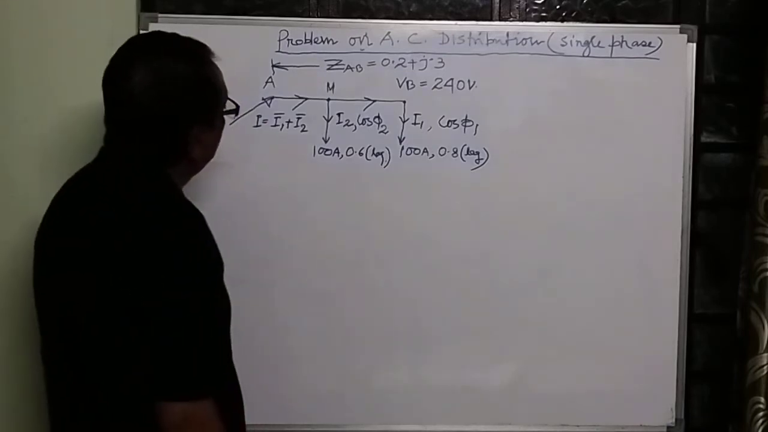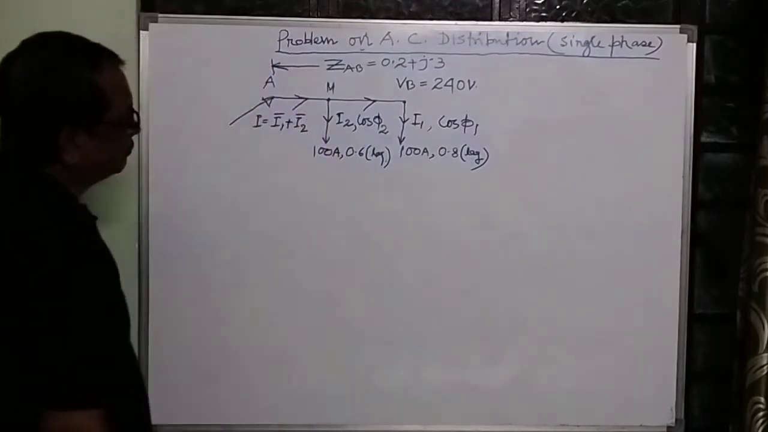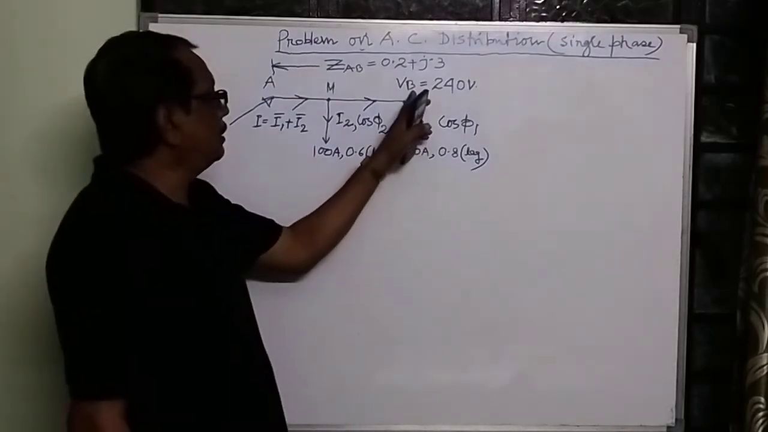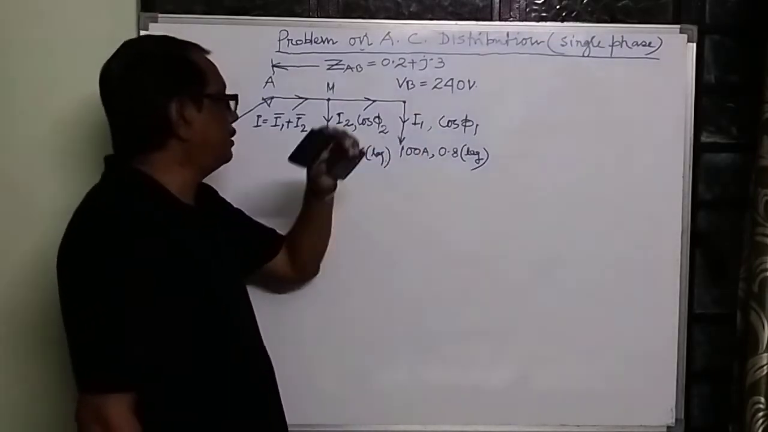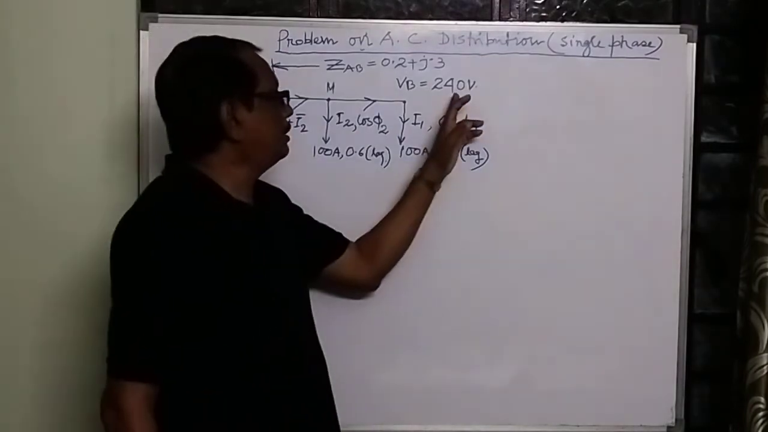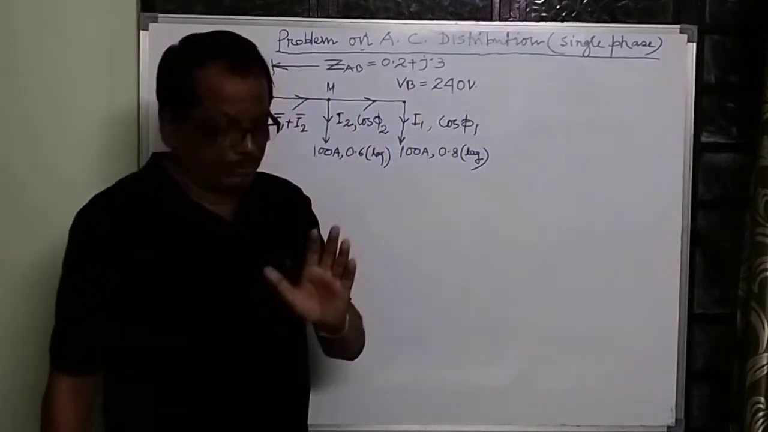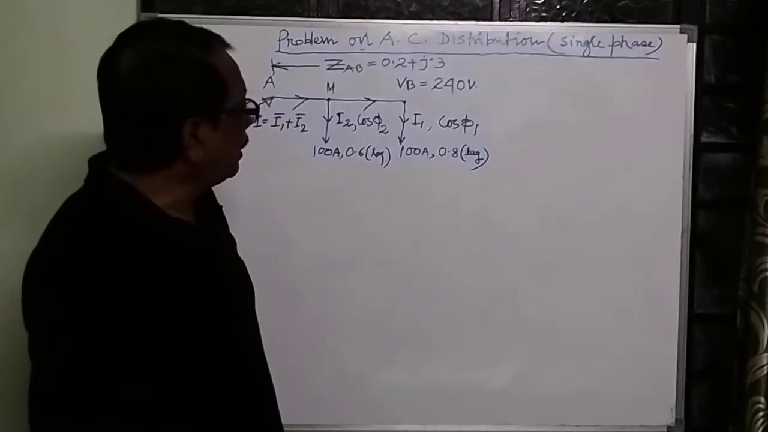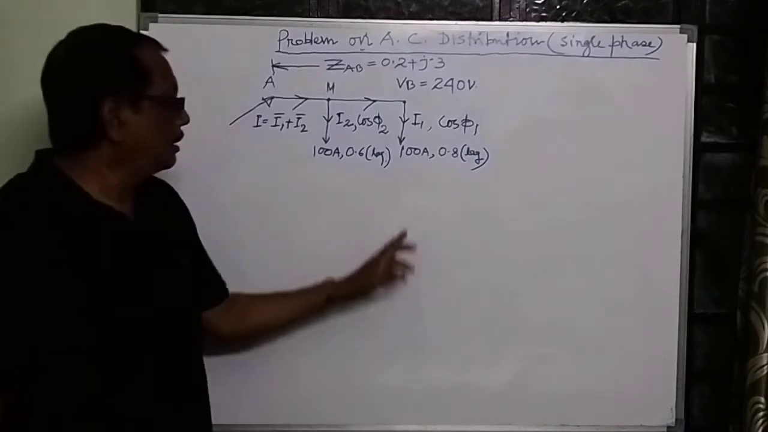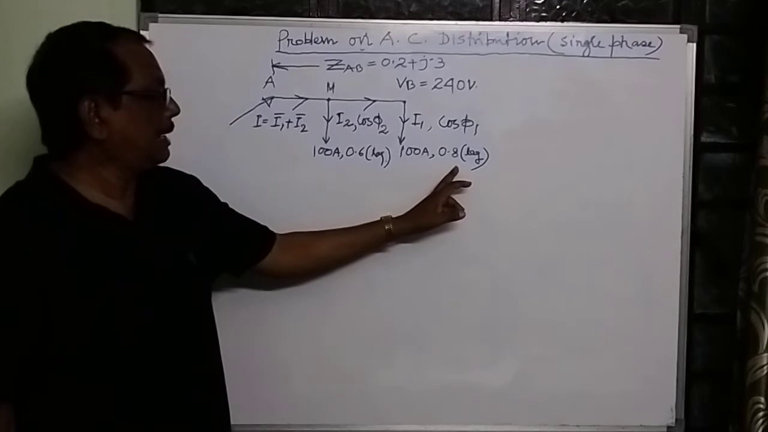Here AB is a distributor, and at the last terminal, that is at B point, the voltage is 240 volt. That means the distant end voltage is 240 volt, and the current at the B point is 100 ampere at 0.8 power factor lag.